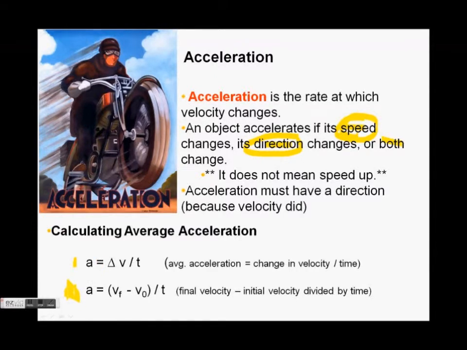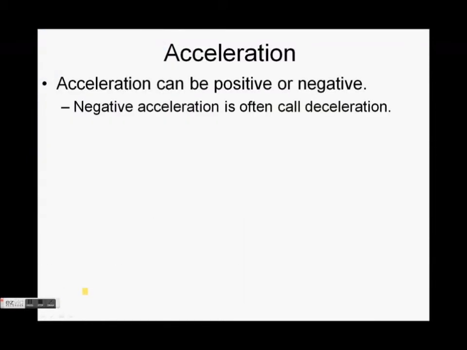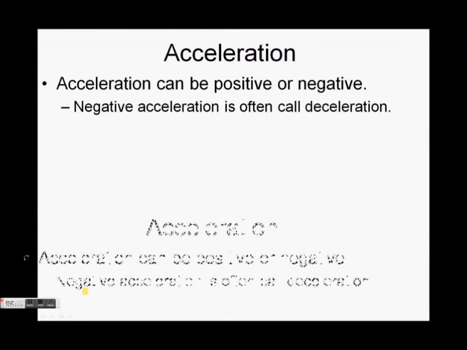The formula that you're going to use mostly is this bottom one. Acceleration is the final velocity minus the initial velocity divided by the time. So your ending velocity minus your starting velocity divided by time. That's the main one that you're going to be using.